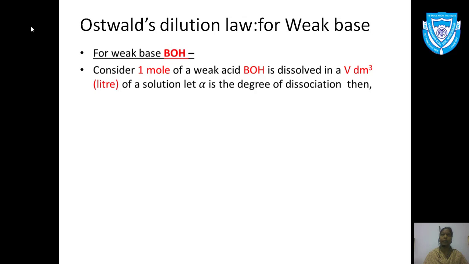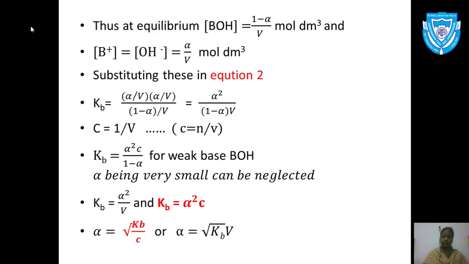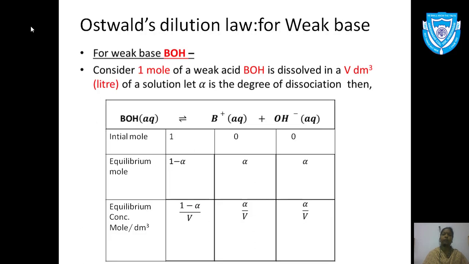Now any general weak base is represented by the formula BOH, where B plus is the cation and OH minus is the hydroxide ion. So consider 1 mole of weak base BOH dissolved again in V cubic decimeter of the solution, and alpha is the degree of dissociation. So BOH dissociates as B plus aqueous plus OH minus aqueous. Now again we have to count the number of moles in the two different stages, that is the initial stage and the equilibrium stage.